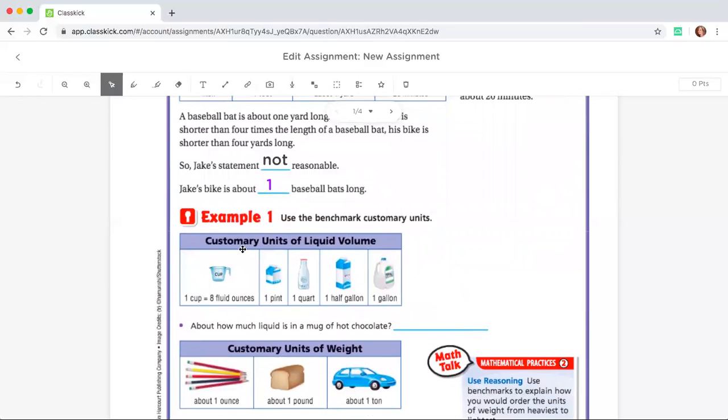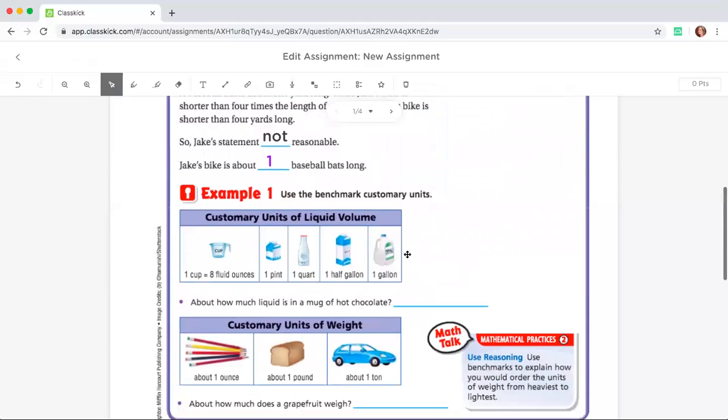Here's another example. These are customary units of liquid volume. So 1 cup is equal to 8 fluid ounces. You might see a cup like this in your kitchen for measuring when you're cooking. A pint is a small container like this that you might buy milk or half and half in. A quart would be a bottle about this size. A half gallon is a container about this size. A lot of times, juice, like orange juice, comes in containers this size. And then a gallon would be the largest container.